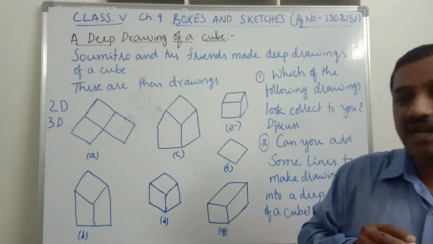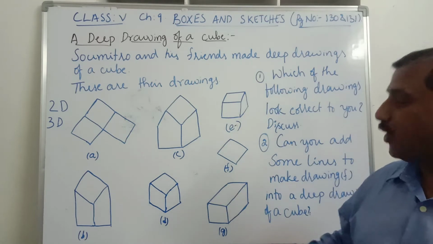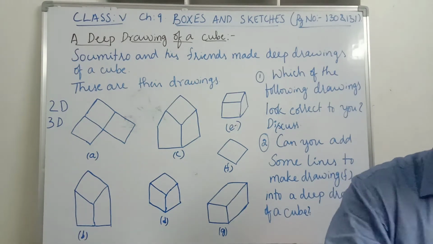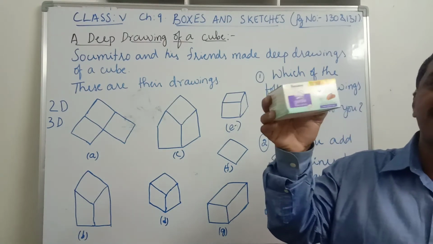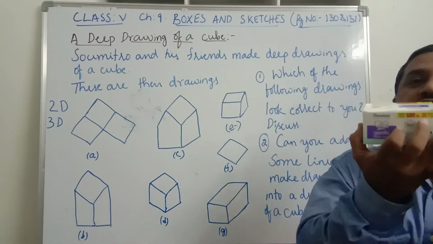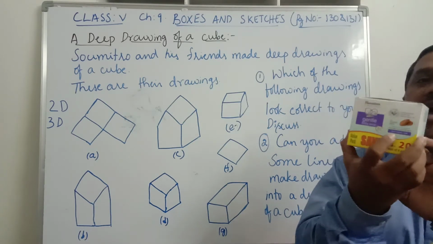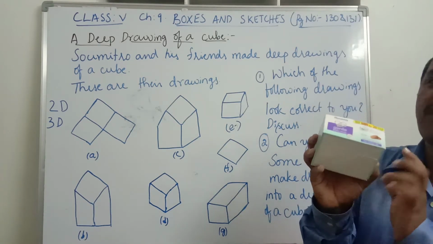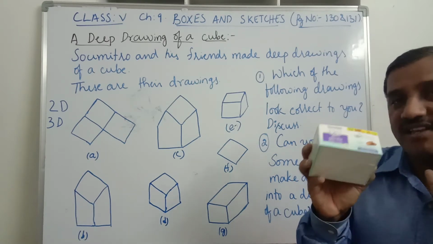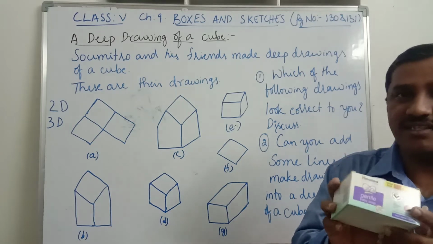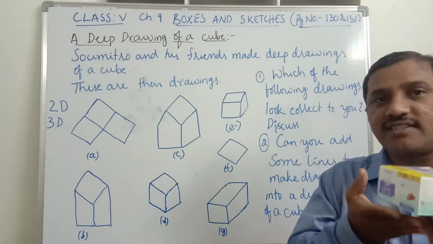Now our topic is the drawing of a three-dimensional figure, that is, a cube. Now you see here, what is the shape of this box? It is a box and it is known as a cuboid. It too has 6 faces, but these are rectangular faces. As for a cube, for a cuboid we have 6 faces.